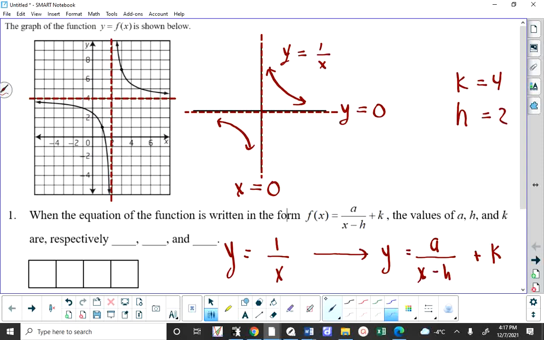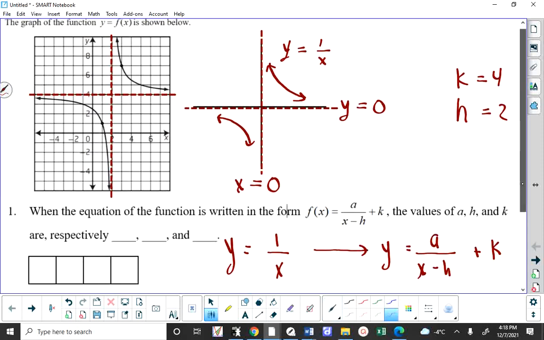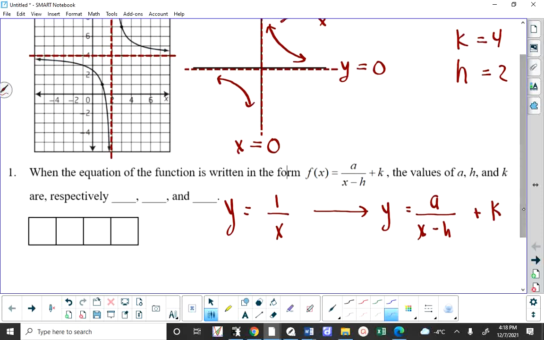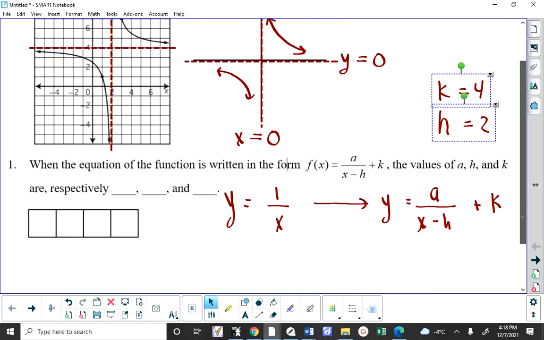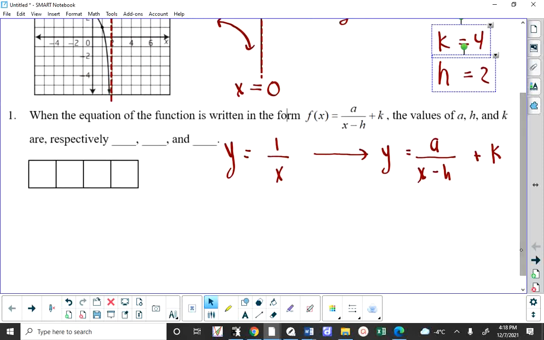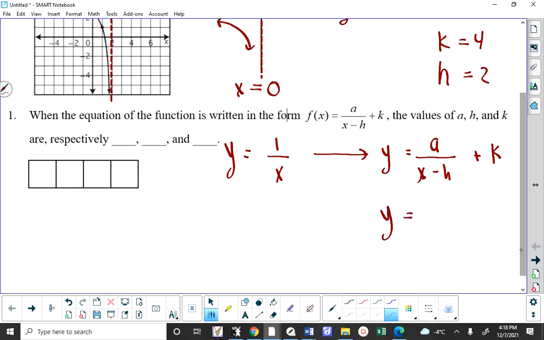Now, how do you go about finding a from this point on? There is a shortcut. I'm not going to explain the shortcut on the video. I'm going to go to the tried and true algebraic method, which is to write the equation that we've developed so far by putting our parameters into our template. Our template is y equals a over x minus h plus k. So I've put the value of h equals 2 and the value of k equals 4 into that template.